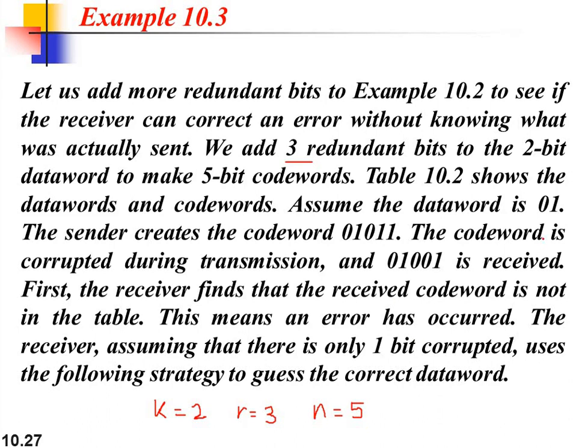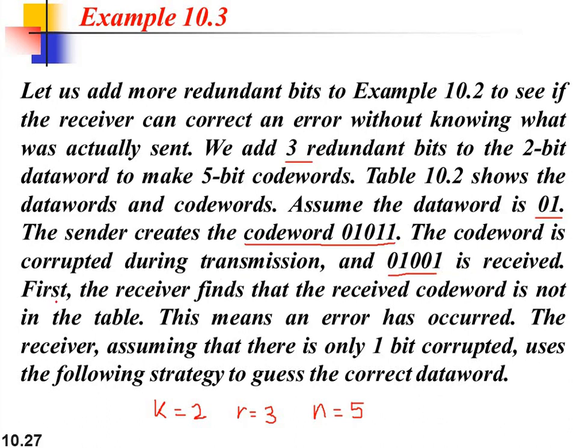Now assume that you have sent the data 01, and for that 01 the sender will create a code word. The 01 remains as it is, and these are the three extra bits that are added. So 01011 is the code word generated for that one, and the code word gets corrupted during transmission and you receive 01001.